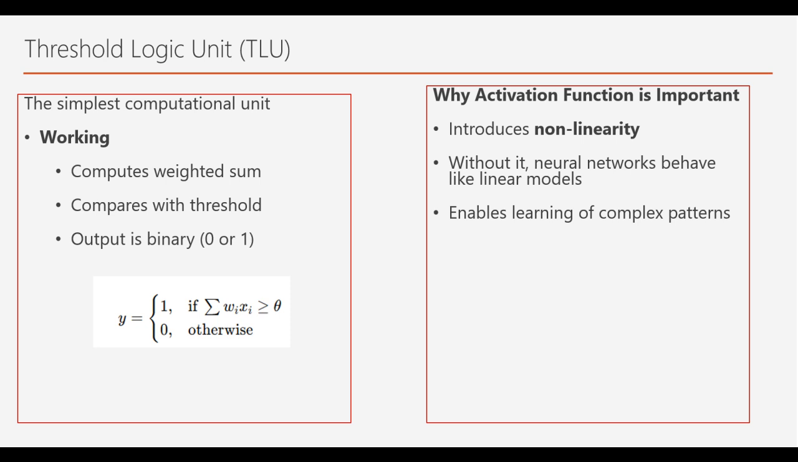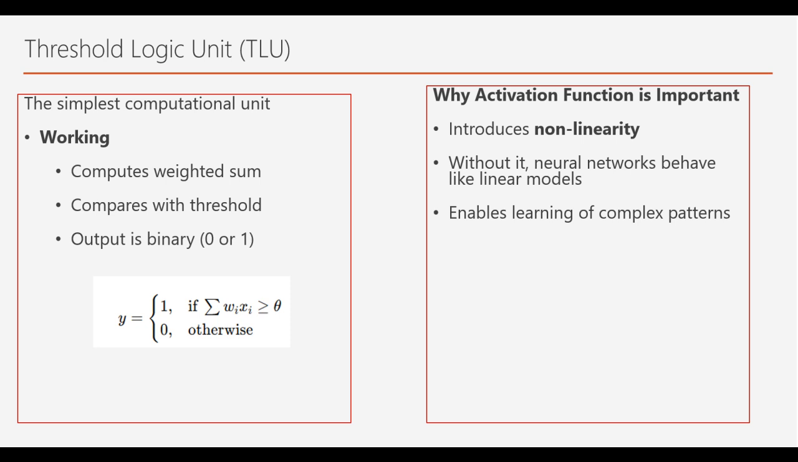Now why do we need it? First of all, it introduces non-linearity, because as I have already told, most of our problems are non-linear in nature. So in order to introduce that non-linearity, we go for the activation function. Without it, the neural network will behave like a linear model, and it enables the network to learn various complex patterns.